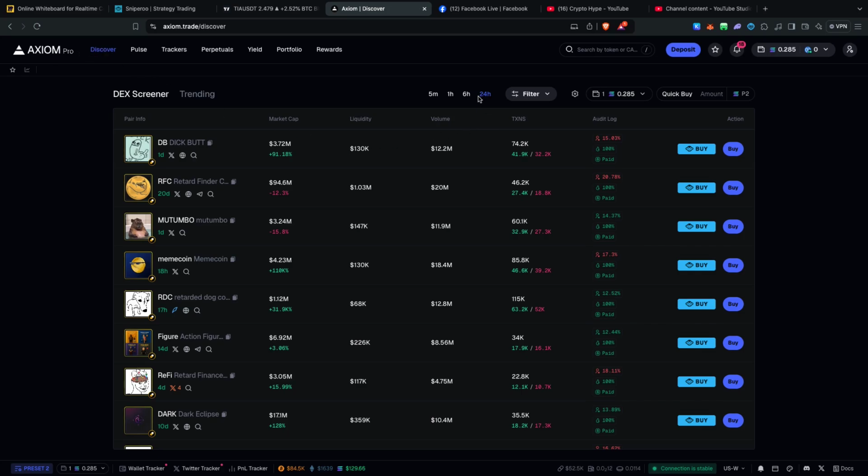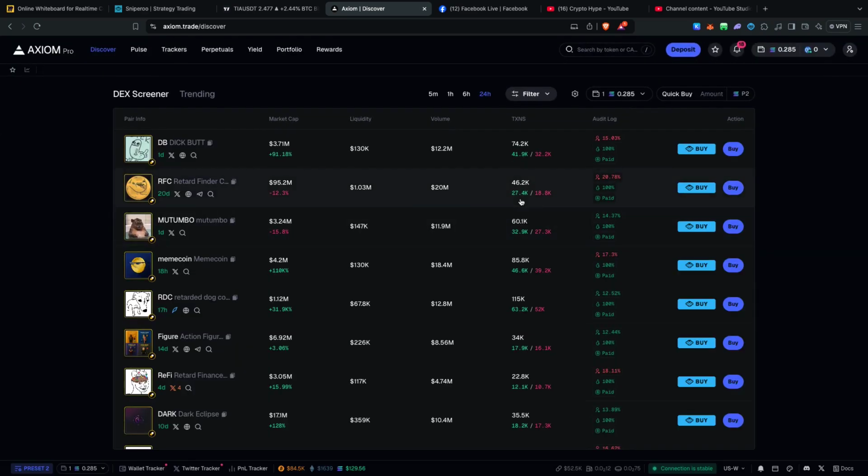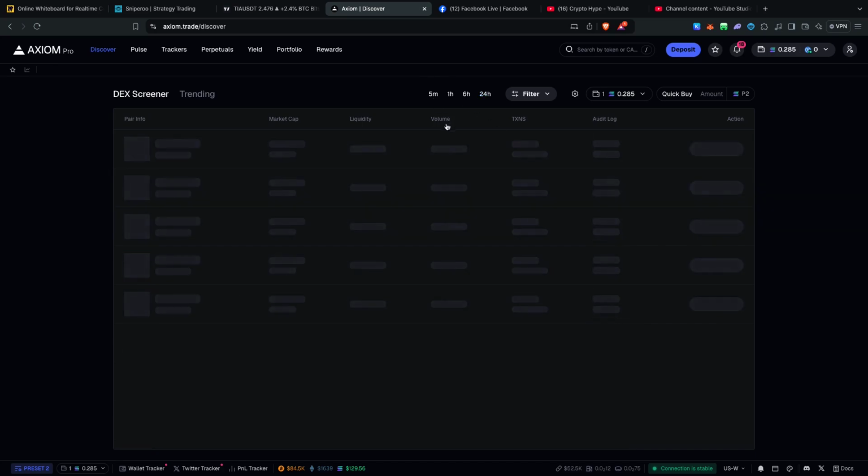As you can see right over here, there are many different time frames, about 4 different time frames. There's the 24-hour time frame, the 6-hour time frame, the 1 hour, and the 5 minutes. The reason why you want to do this is you have to understand what was popping in a specific period of time. If we go to the 5-minute time frame, these are the coins that are popping. These are the coins that did very well.